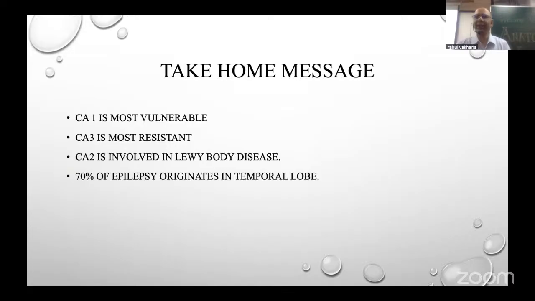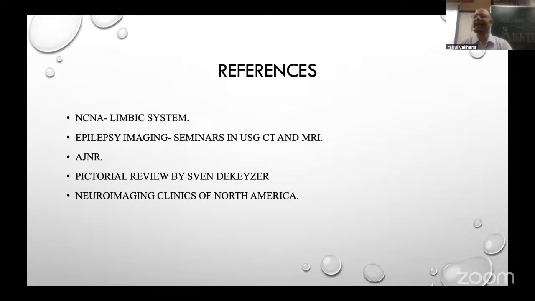It's not routinely seen on an MRI, but once we have a higher strength MR, we can really pick up all these things. These are the references.